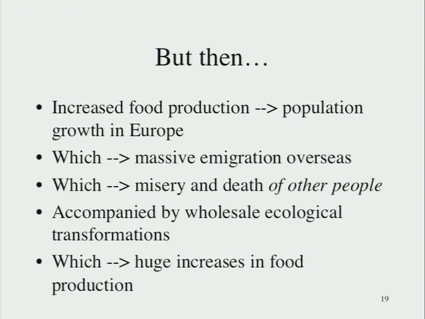However, there's a kind of weird turning inside out, if you think of it in Malthusian terms, because in fact, yes, you got the increased food production, you got population growth in Europe, but then a whole bunch of those Europeans migrated. The movement of population from Europe to other parts of the world in the 17th, 18th, 19th centuries is an unprecedented demographic phenomenon. Just gargantuan numbers of Europeans go overseas, which leads to the misery and death of other people. That's not the Malthusian argument. It's not the peoples who were overpopulated who died. It was the peoples who weren't so overpopulated who died of these diseases, if you look at what happened when Europeans arrived in places like the Americas. This is accompanied by wholesale ecological transformations, which leads to huge increases in food production. So you can't really make sense of this as a Malthusian argument after all.